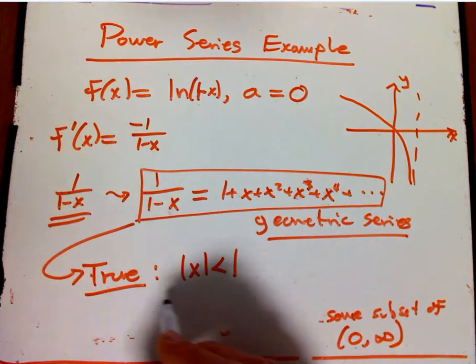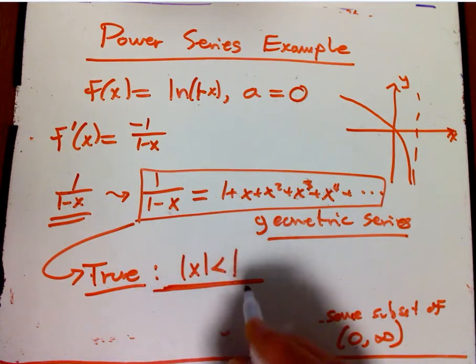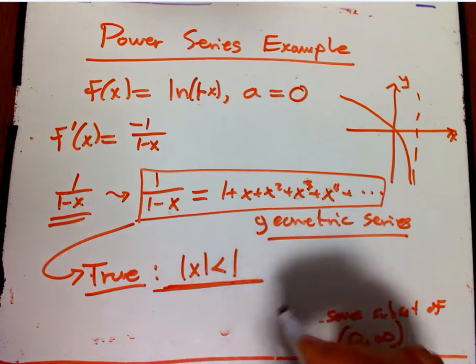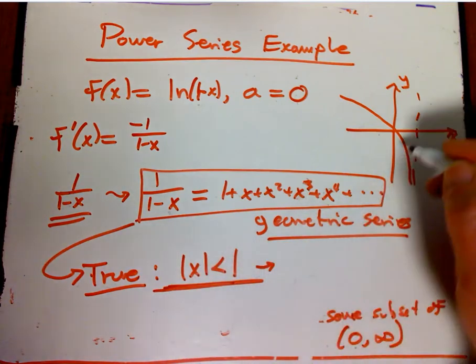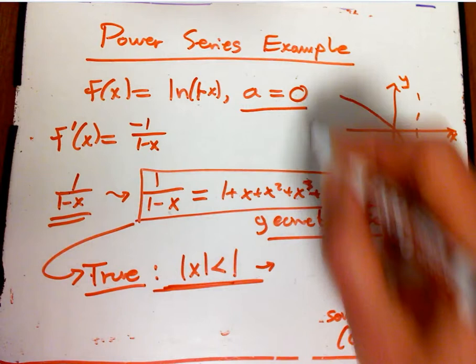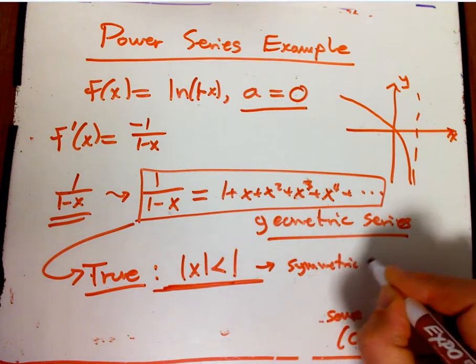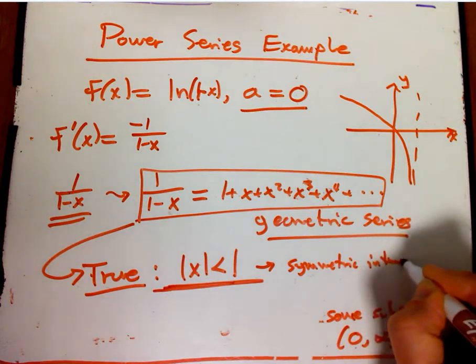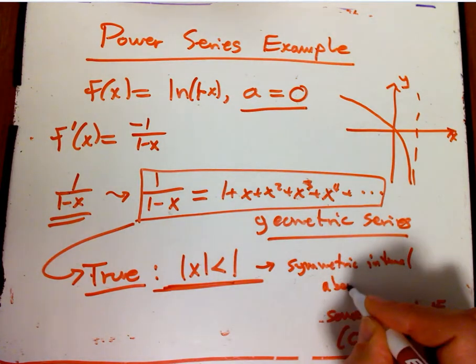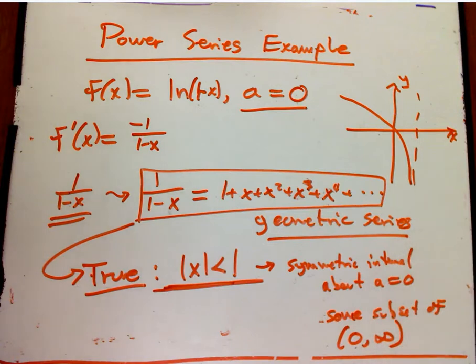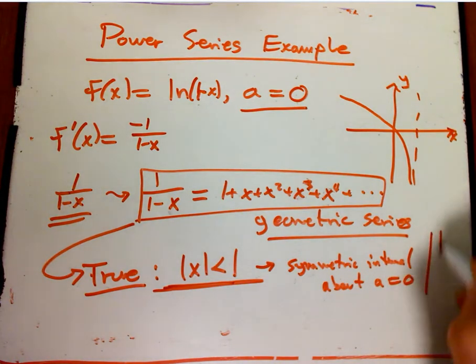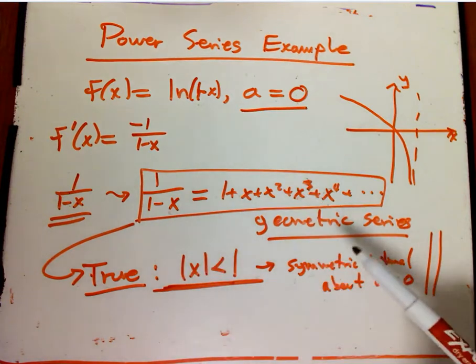Okay, so it turns out this is true on exactly a limited region, but notice there's something interesting about that. The base point is now a equals 0. This is a symmetric interval about a, which happens to be 0 here. So that's interesting, and that's really very typical. That's the kind of place that these series converge.